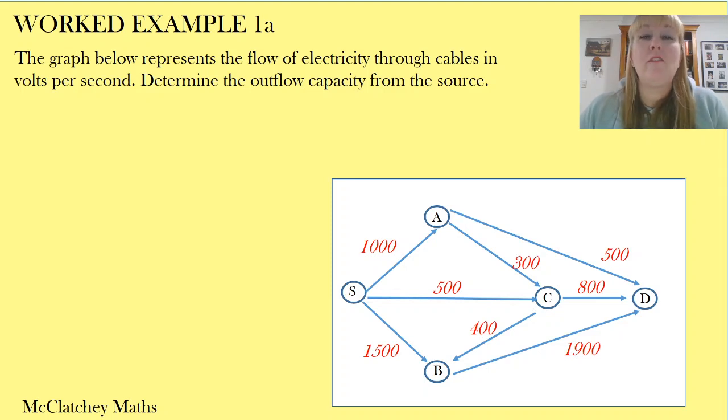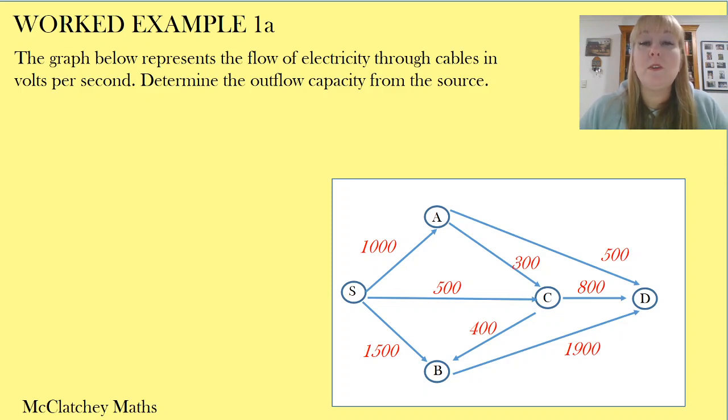This is a fairly straightforward one. You may want to pause for a moment and familiarise yourself with the diagram. So this particular diagram is going to represent the flow of electricity through cables in volts per second. So we're told our units of measurement, so it's going to be very important whenever we're giving answers that we use our units of measurement. We're asked to find the outflow capacity from the source.